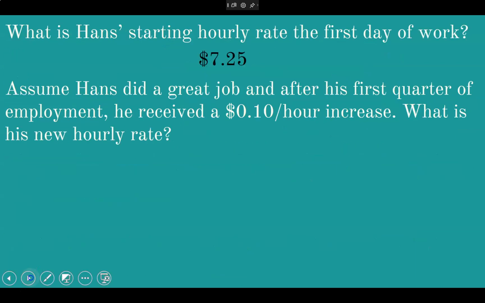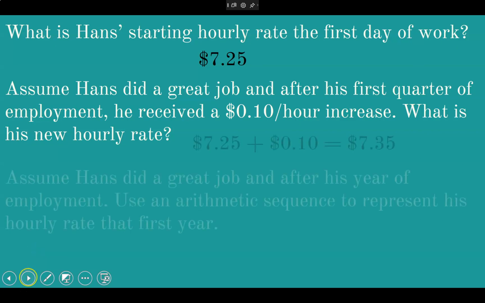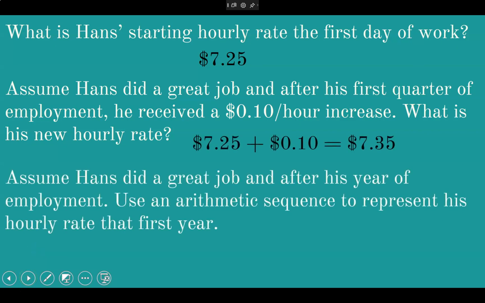All right, so let's assume that Hans did a great job after his first quarter on the job, so he gets his 10-cent increase. So what's his new hourly rate going to be? How did you get $7.35? You added 10 cents to his initial. Good. Again, seems silly. We talked about yesterday. We're starting slow, building up. We're going to pretend like you've never done this before, because some of you actually haven't.